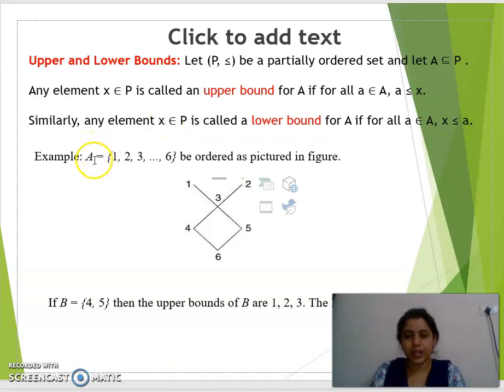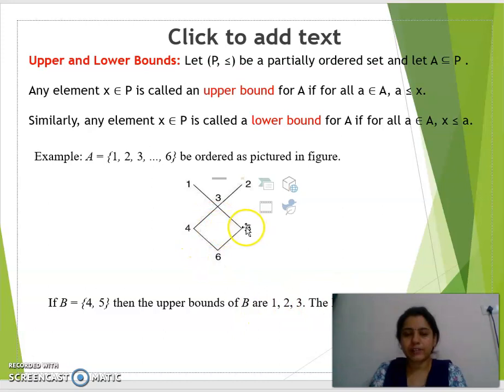For example, A is a set which contains elements 1 to 6, and this is the Hasse diagram. From this Hasse diagram, we need to find the upper bound and the lower bound. In this Hasse diagram, we take some subset, and for that subset we find the upper bound and lower bound elements. For example, B is a subset of this Hasse diagram which contains the elements 4 and 5. Then what are the upper bounds of B and what are the lower bounds of B?